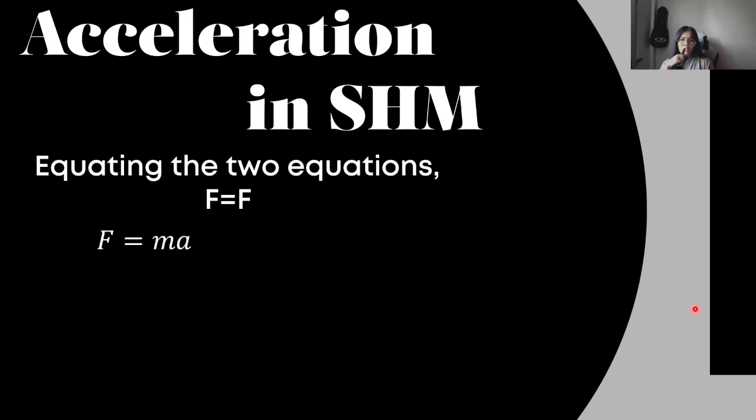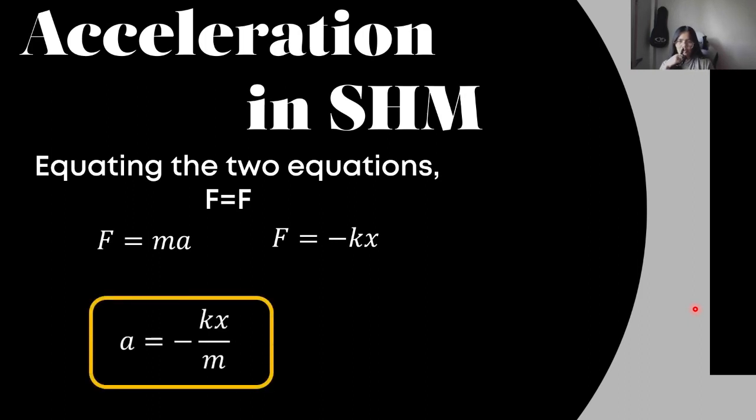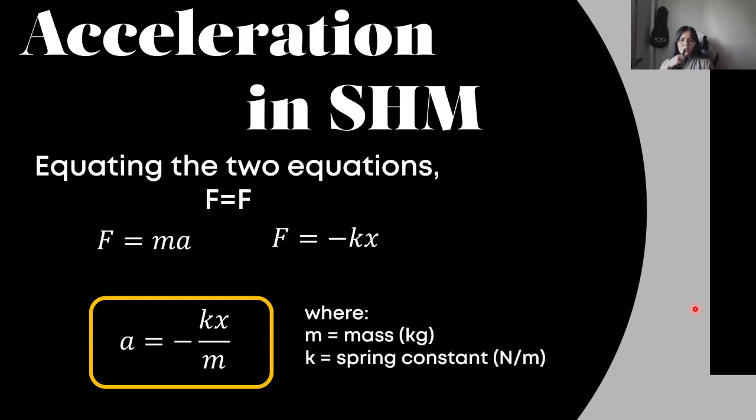And then, acceleration naman, equating the two equations ng forces, F is equal to F. Yung F natin, from Newton's law, F is equal to ma, and F is equal to negative kx from Hooke's law. Makukuha natin yung formula for the acceleration, negative kx all over m. Yan, m is for mass, k is for spring constant, and x is the stretch distance.